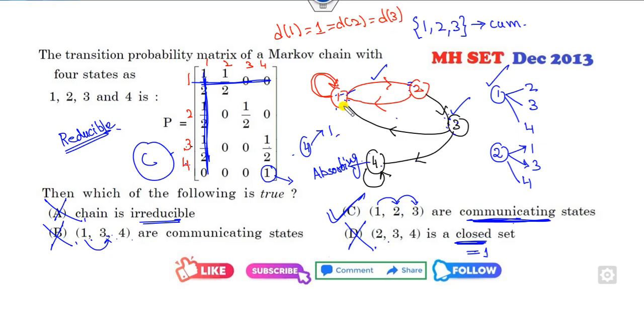Is 1 a recurrent state? Yes. Is it possible that you can start from 1 and reach all the other states? Yes. You can start from 1 and reach all states. So that means 1 is my recurrent state. Since it is my communicating class, 2 is also a recurrent state, 3 is also a recurrent state, and 4 is my absorbing state.